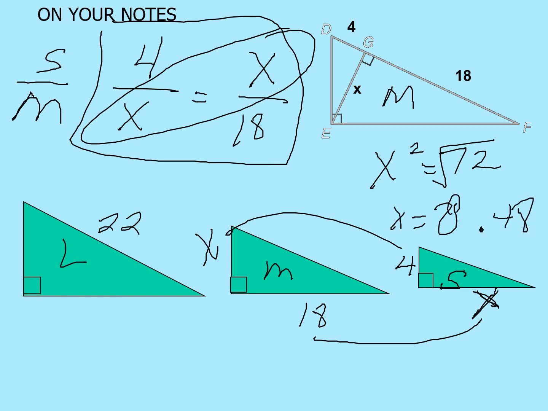8.48 for X. And you're going to get a lot of decimals with this. It's not pretty, but it's there. Okay? 8.48. All right? That's going to work.